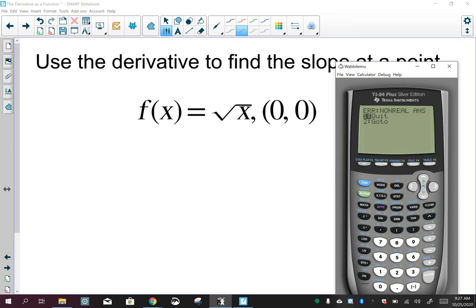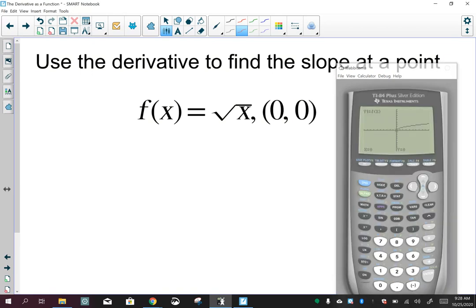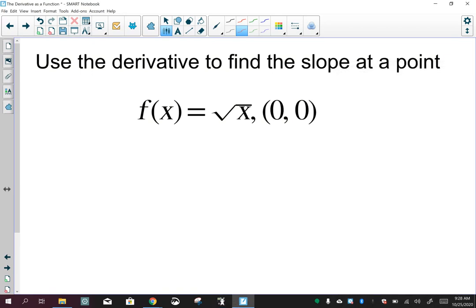This says non-real answer. Okay. Now, why would this be a non-real answer? Well, here's the deal. So let's take a look at this. If I come over here and I hit trace and I go to 0, I get 0, right? So I have (0, 0), whatever else. So let's actually do the short version so I can show you exactly what's happening here.